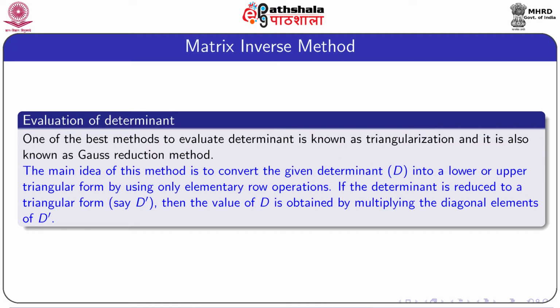If the determinant is reduced to a triangular form, say d dash, then the value of the original determinant is obtained by multiplying the diagonal elements of the reduced determinant d dash. So, this is the basic concept of the Gauss reduction method.